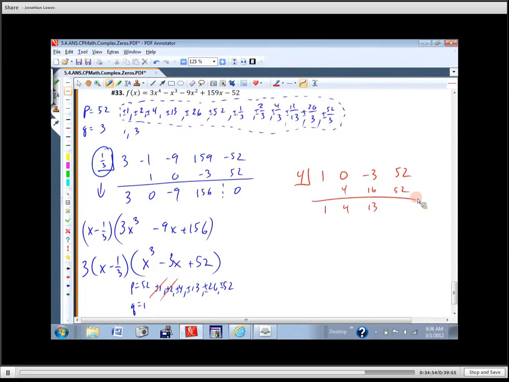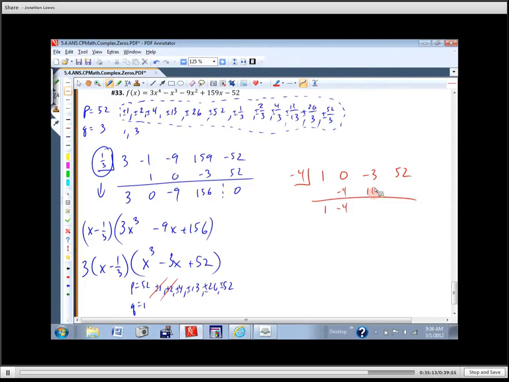Close. It would be great if that were negative. I didn't make a sign error anywhere, did I? So hopefully we're okay. So let's try negative 4. That'd be negative 4. That's going to be a negative 4.